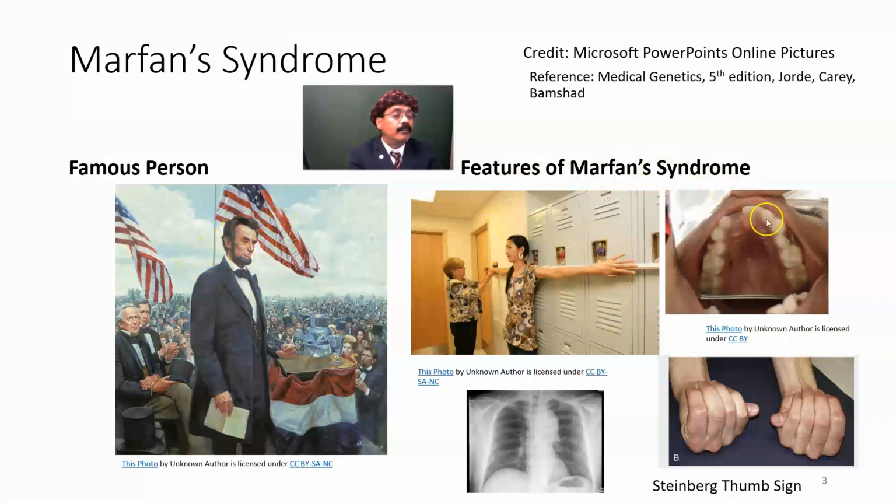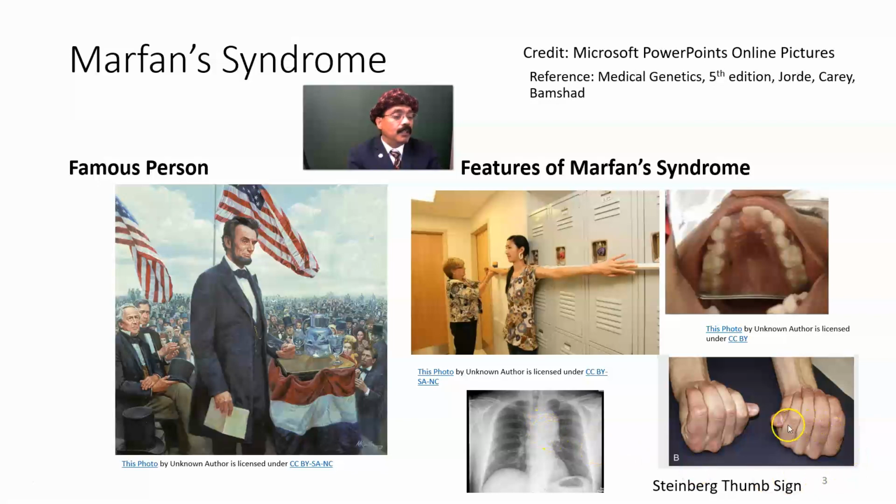Here we have other features. We'll look at the features here. Arm span is very long. It is longer than the height of the person. Then we have arched palate and overcrowding of the teeth like this. Arched palate. Okay, in the chest X-ray we'll get the aneurysm of the aorta. This is aneurysm of the aorta.